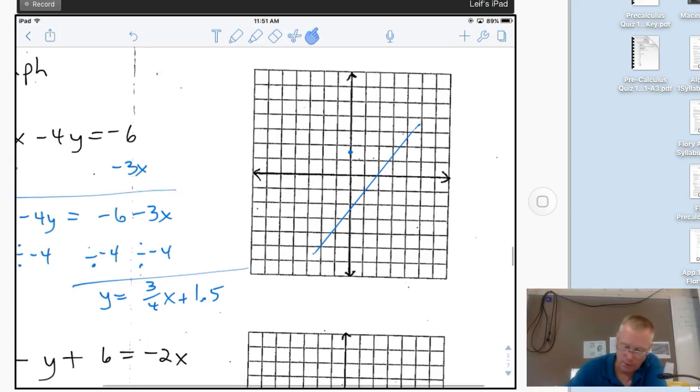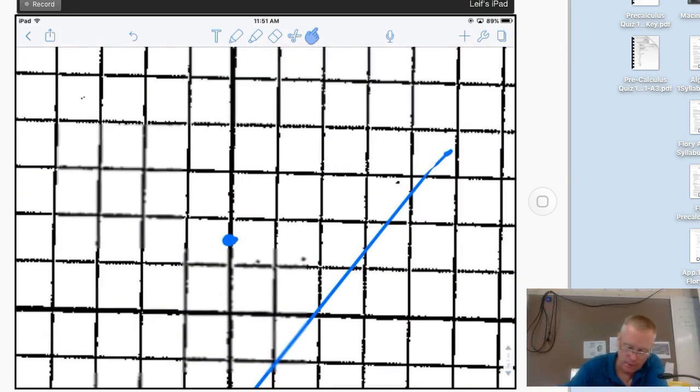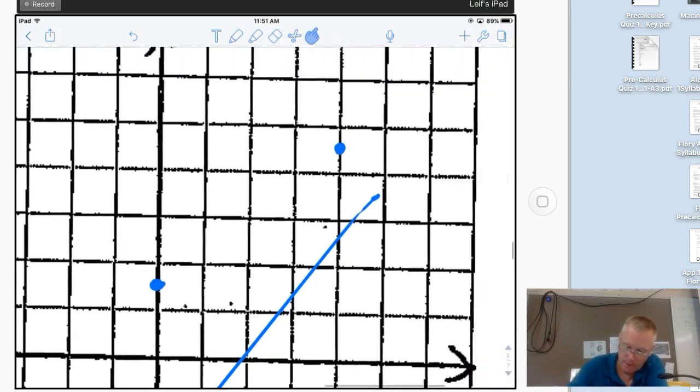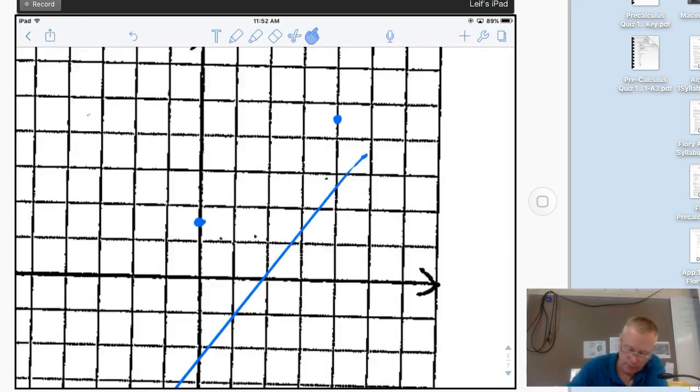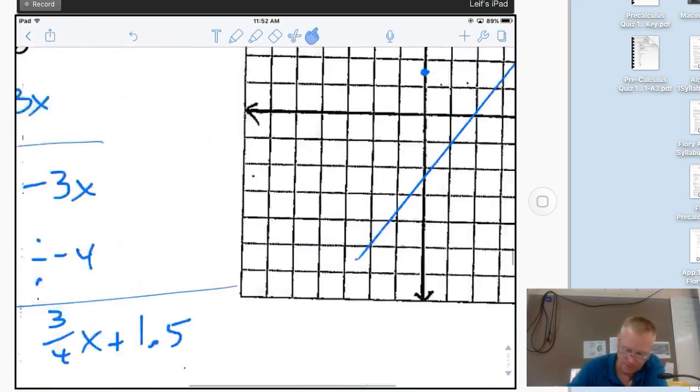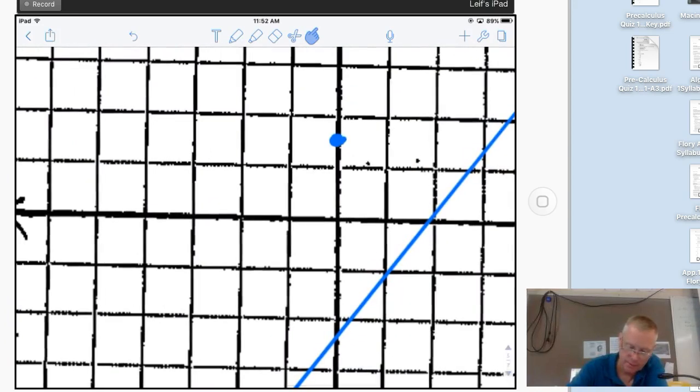So up 3 and over 4 from there. So let's see. Here's 1, 2, 3 and over 4. 1, 2, 3, 4. So there's my point. Okay. And I should go do one more, but I've run out of room that direction, so let me go the other direction. I'll go down and to the left. So the rise is still 3, 1, 2, 3, and then left 4. 1, 2, 3, 4. There's the one. Okay, I'll erase these other points. And then I'm going to make my line.